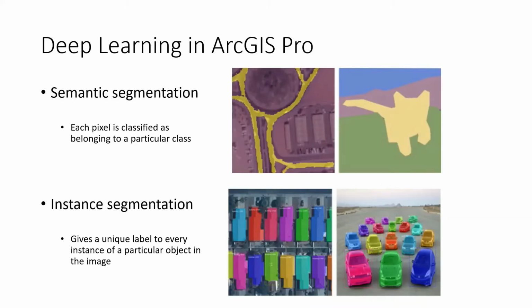Two other tools are semantic segmentation and instance segmentation. In semantic segmentation, each pixel is classified as belonging to a particular class, and this is often used to make land cover maps. Instance segmentation gives a unique label to every instance of a particular object in the image, and it is a more precise version of object detection. A boundary box is drawn around each instance of the object.